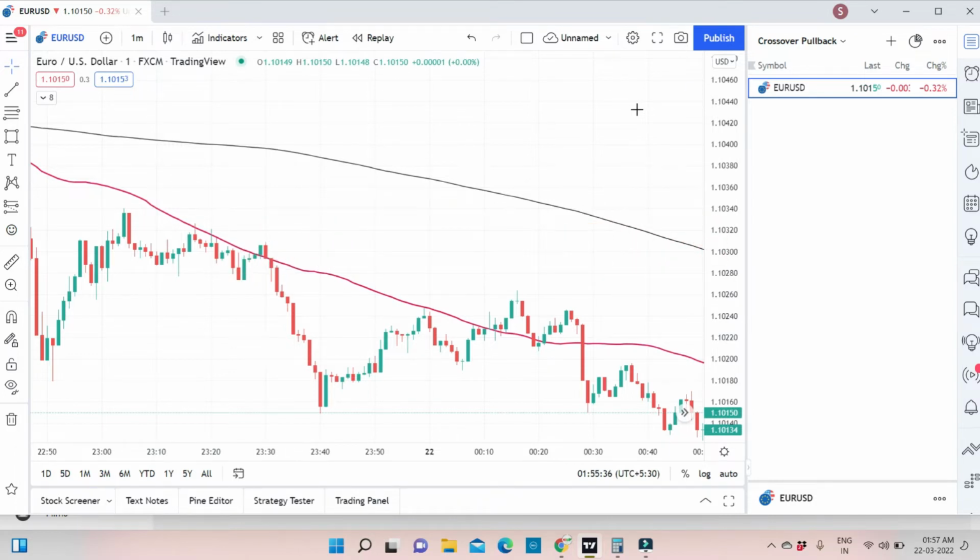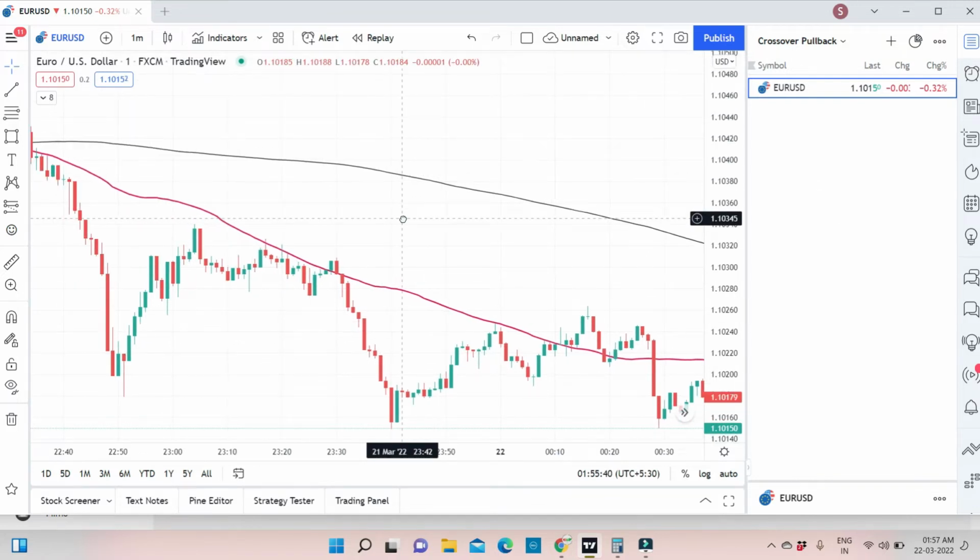Well guys, now moving ahead to the strategy, we'll go into TradingView, and in TradingView I'll show you first how to put the indicators. Now we are on the pair of EUR/USD. If you see over here, 1 minute is the time frame we are setting because this is a day trading strategy. Now here I have two moving averages.